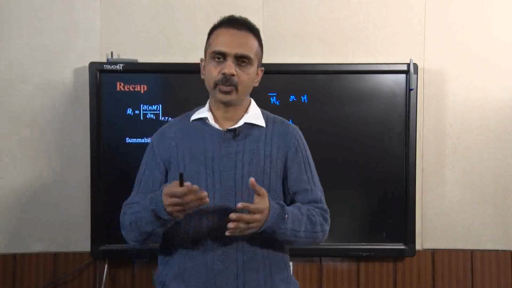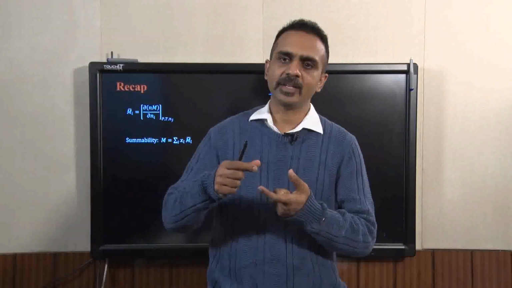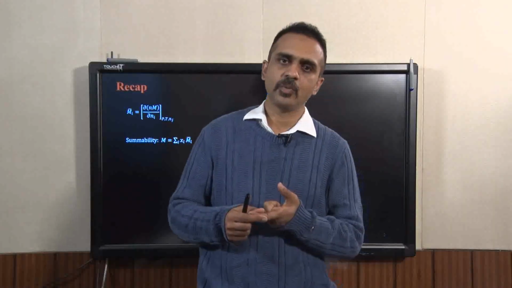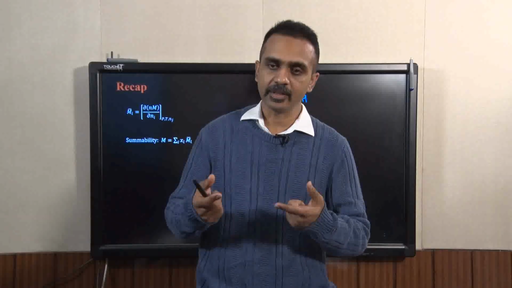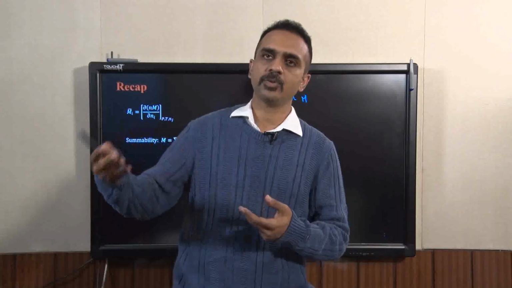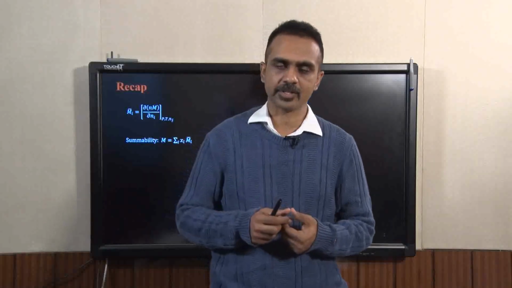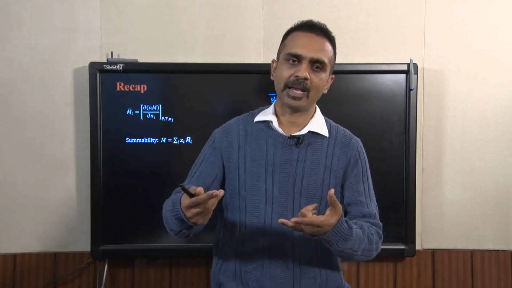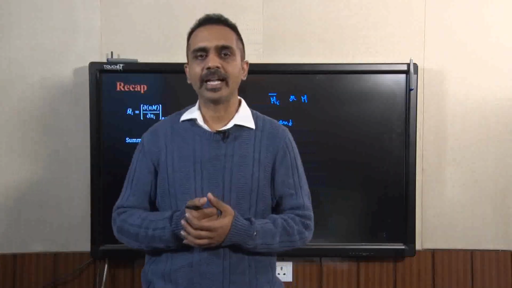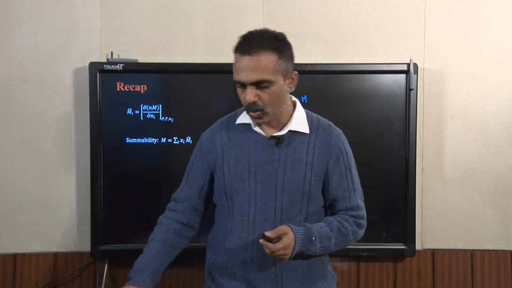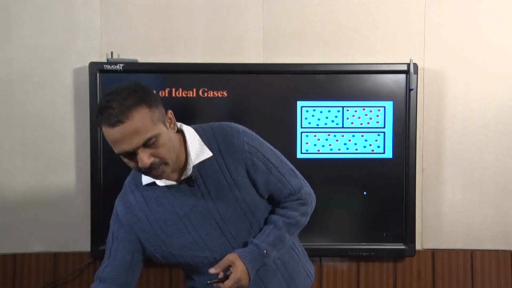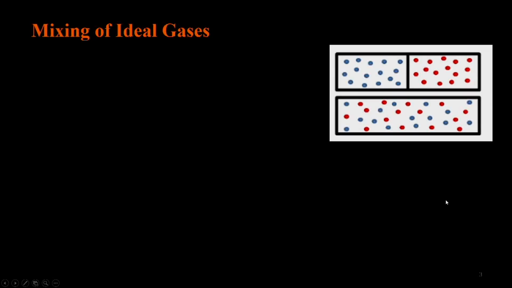Recall how we have dealt with PVT relationships. We introduced the ideal gases first, where the PVT relationships are fairly linear, and then we extended it to real gases. So we'll do a similar exercise here. When we talk about mixtures, the first thing we'll try to analyze is how the pure component Mi is related to the partial molar property Mi bar in case of ideal gas mixtures. So let's look at an example, what exactly we mean by an ideal gas mixture.